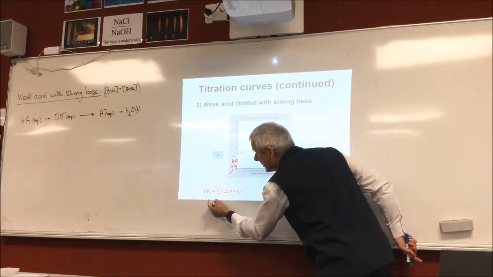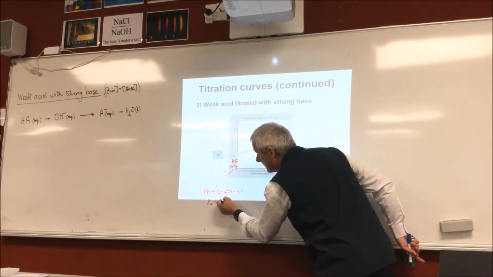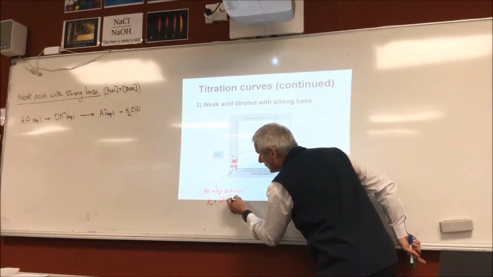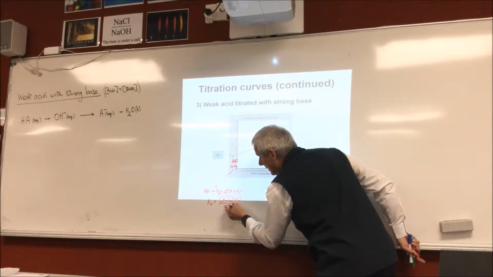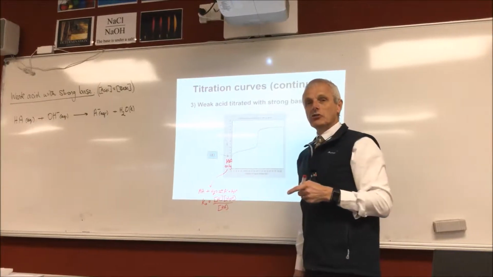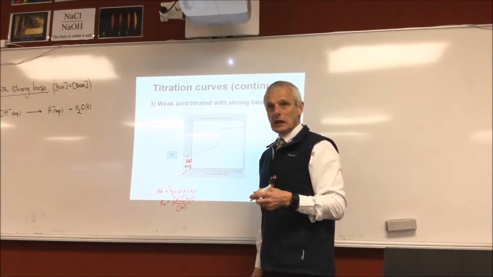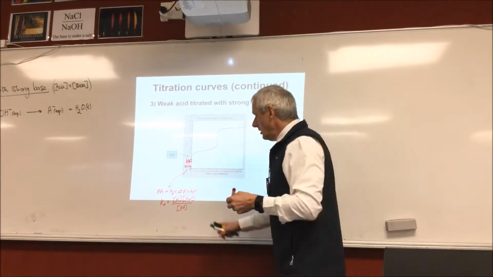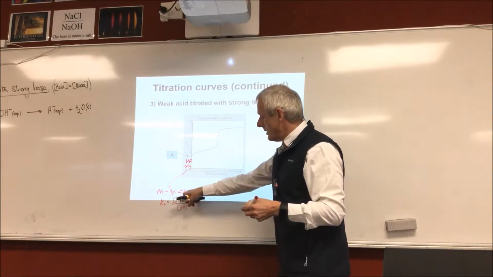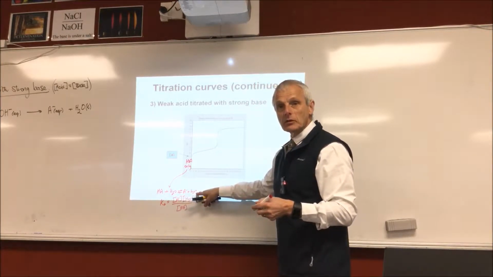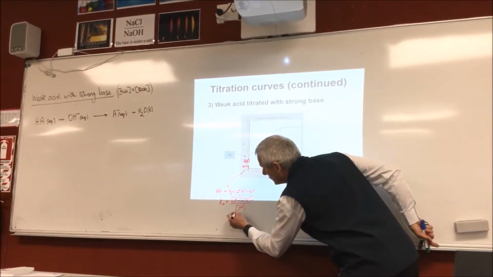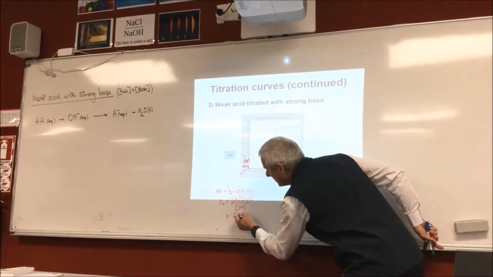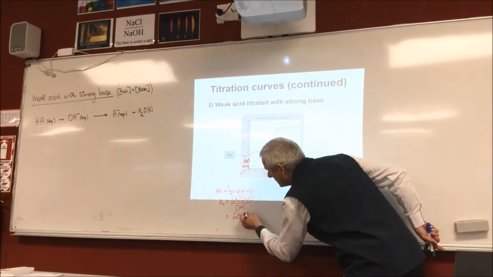And we have a Ka value, which is equal to the concentration of A minus times the concentration of H3O plus, over HA. And as I've just said, this is the only thing in solution. So there's nothing to interfere with this reaction, and so the concentration of A minus and H3O plus are the same, okay, on that basis. And so this simplifies to the concentration of H3O plus squared divided by the concentration of HA.